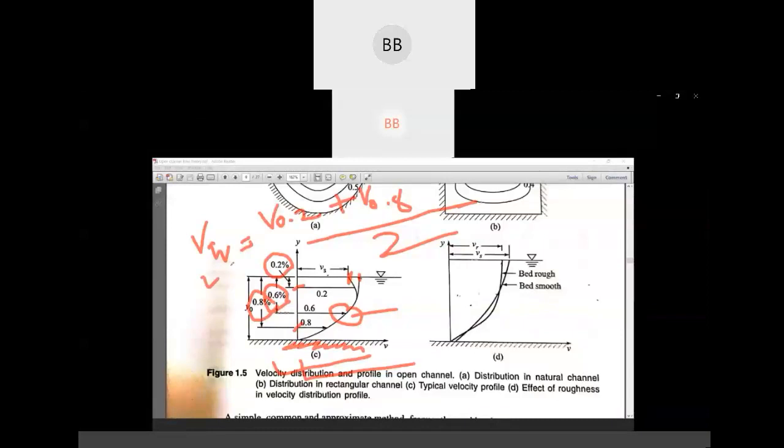Okay, and see, if you are going for any competitive exam, this equation is very common: how to calculate the average velocity in a natural river or in an open channel. So your answer is this. You have to find out the velocity at two points, one at 0.2 and one at 0.8. Then you have to take the average. Okay?